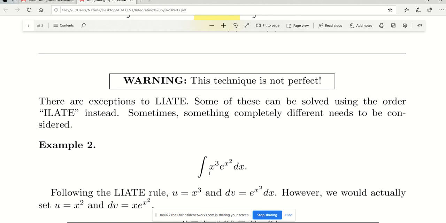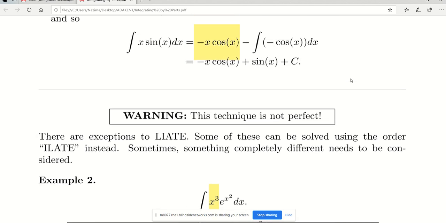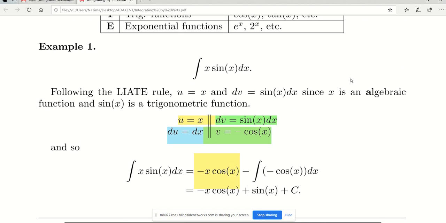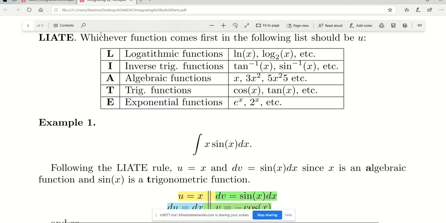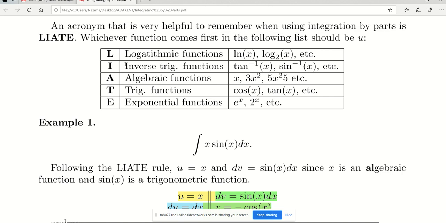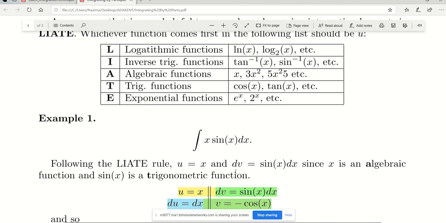Again, it's the same. This is an algebraic function, okay? This one is an algebraic function, and this is exponential. So, algebraic functions, according to the LIATE formula, let us look at this formula over here. In this formula, algebraic functions come first, then the exponential functions. If we have algebraic functions, then we say they are u.